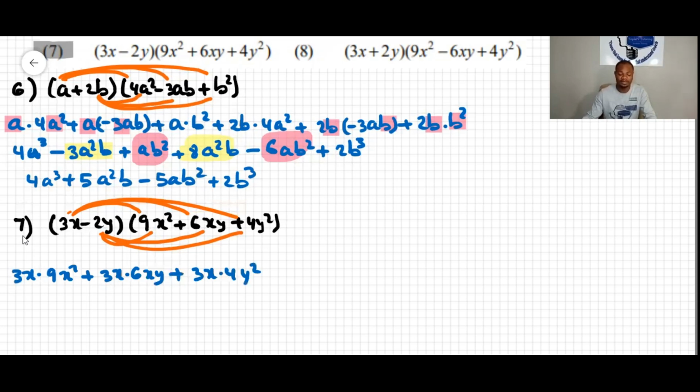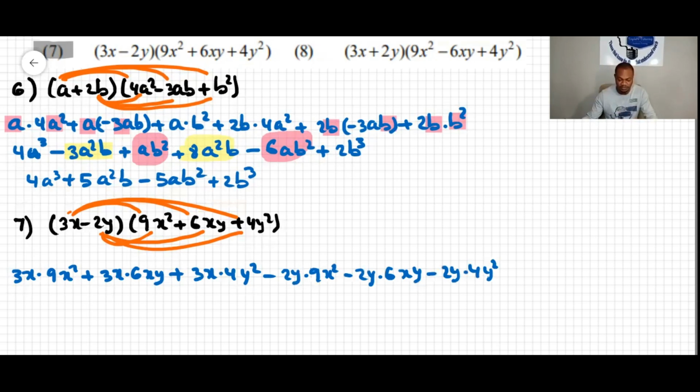I'm going to take the negative 2y now. So I'll write negative 2y, okay, times 9x squared. Negative 2y times 6xy. Negative 2y times 4y squared. So the negative 2y will times all the terms in the other bracket.